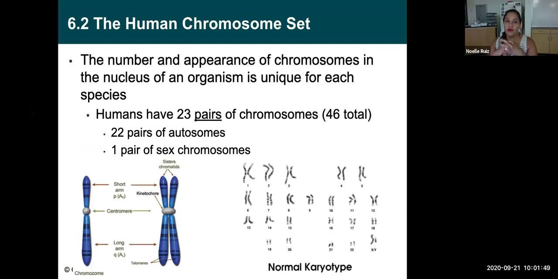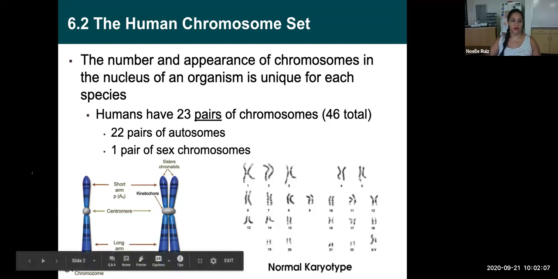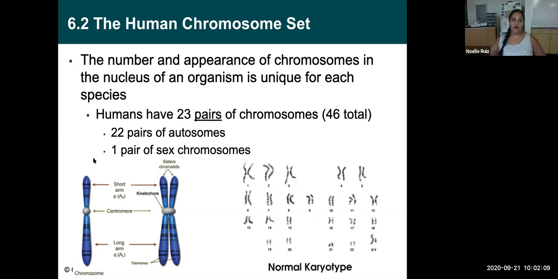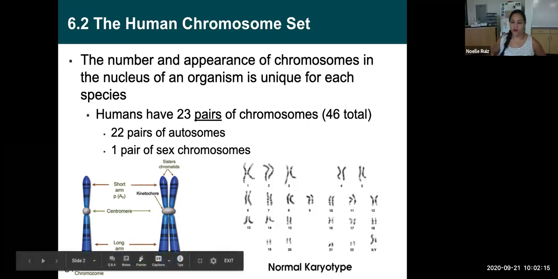But the human chromosome set. The number and appearance of chromosomes in the nucleus of an organism is unique for each species. Since this is a class about human biology, we mainly focus on our set of chromosomes. We have 23 pairs, which means we have 46 total. 22 pairs of autosomes that control the majority of our characteristics, and then 1 pair of sex chromosomes that determines our gender.